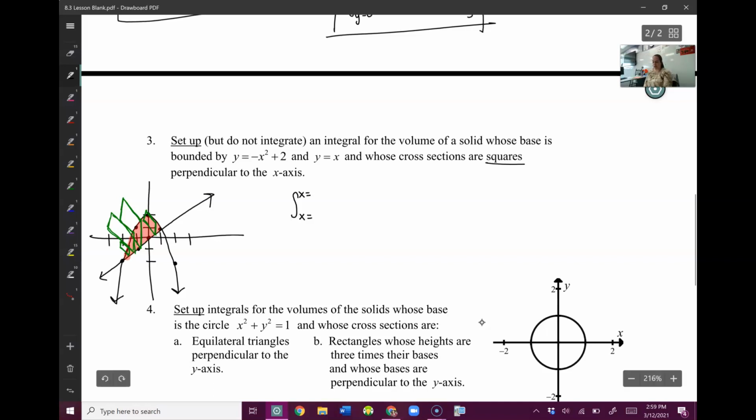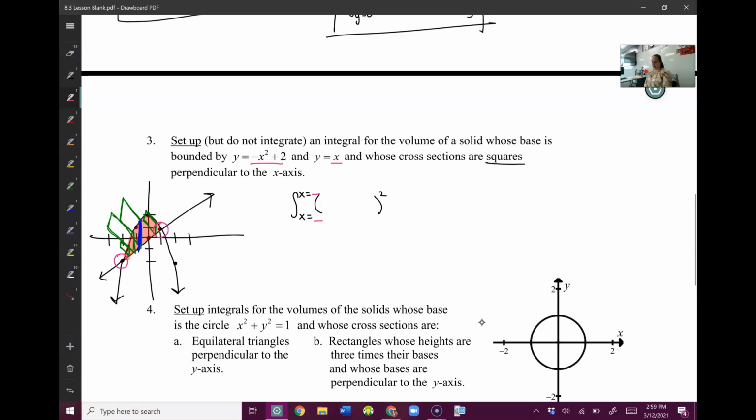These cross-sections are squares. So the area of a square is going to be this length squared. That's the area of my cross-section. So I need to do a couple things here. Number 1, I need to figure out exactly where my points of intersection are so that I have my limits. If you remember from last time, we do that by setting these two equations equal to each other and then solving. And that will give us our intersection points and that will give us our limits.